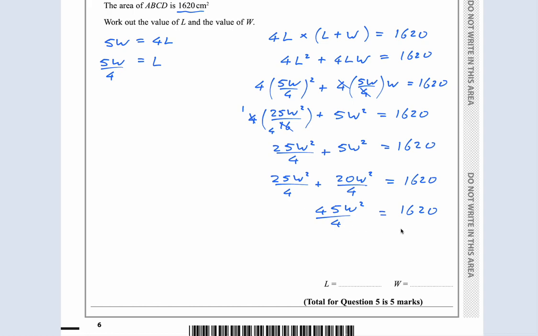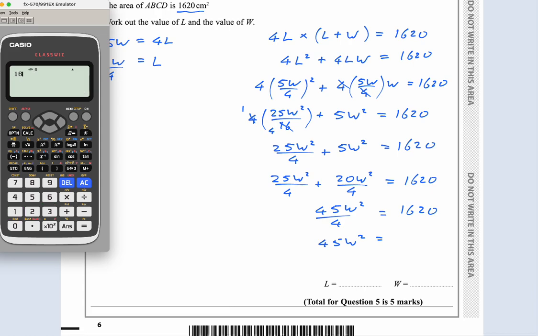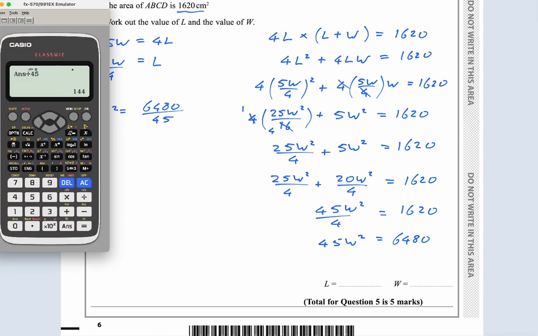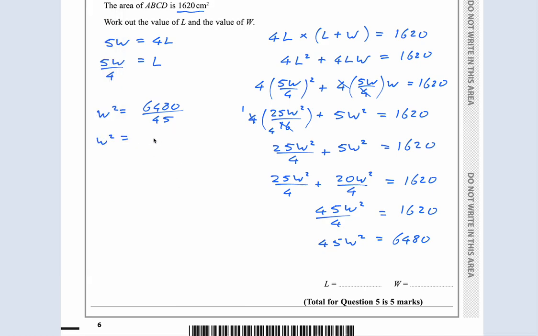I'm going to move up here, guys, because I'm running out of space. Well, let's do one more line. 45w squared equals 1620 multiplied by 4. 1620 multiplied by 4 is 6480. Then w squared has to be 6480 divided by 45. This divided by 45 gives me 144. W squared is 144, which means w is the square root of this, which is 12, and it has to be positive because it's a length.